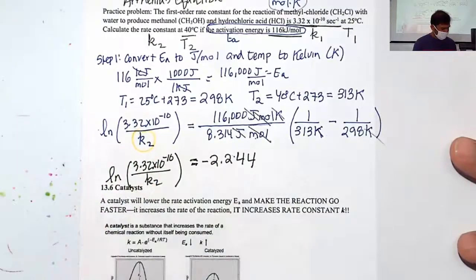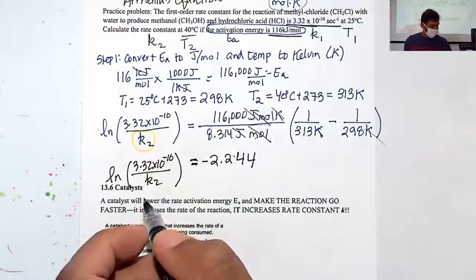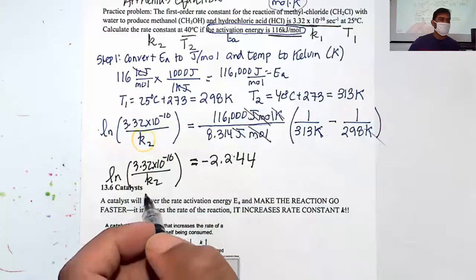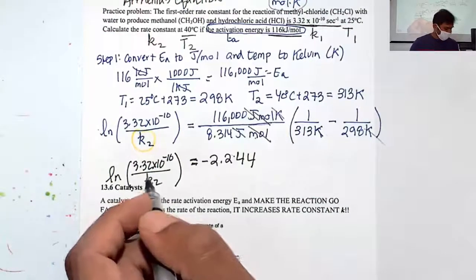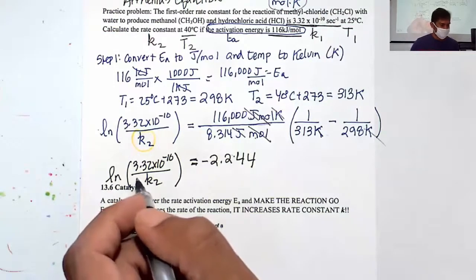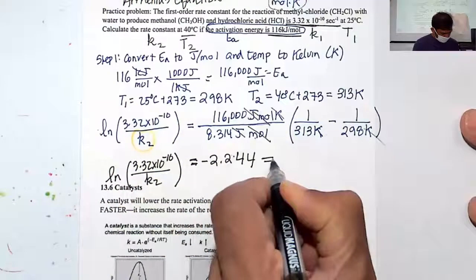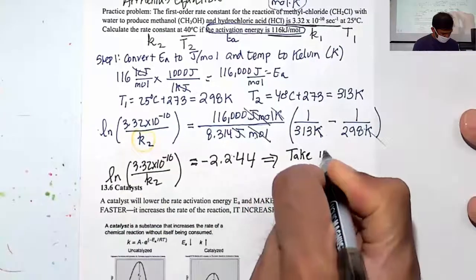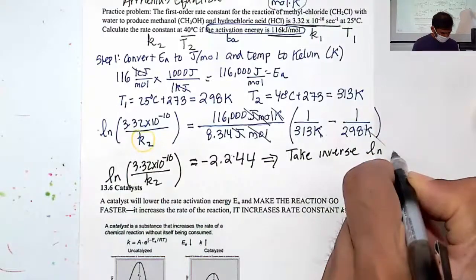No, it doesn't mean anything, because what we need to do is solve for K2. So how will we solve for K2? Do you remember how we solved for K2 in the other problem? Okay, we take not the natural log, but the inverse natural log. So we're going to take the inverse natural log of both sides of the equation. Remember this? Inverse natural log of both sides.